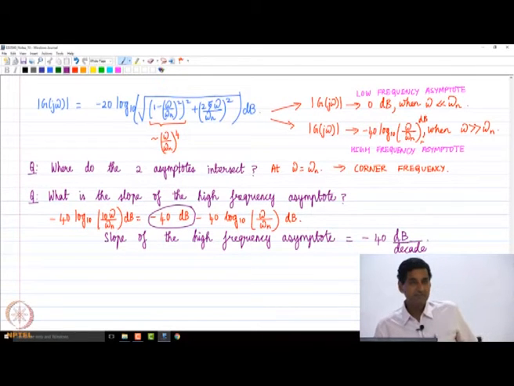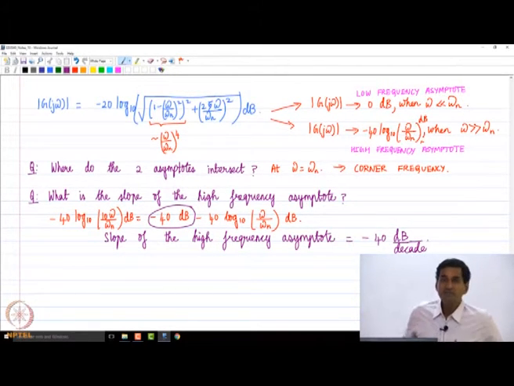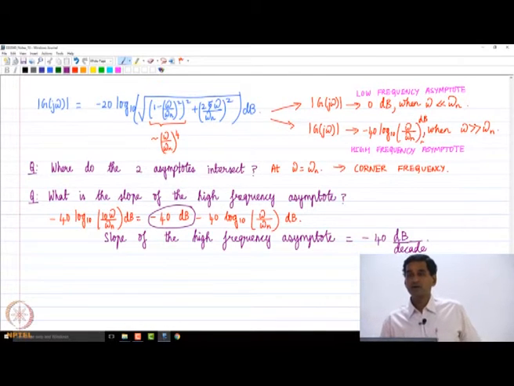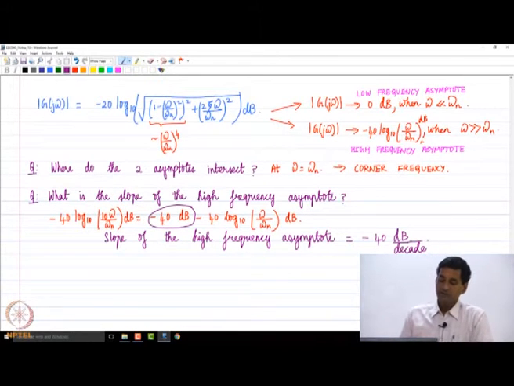Okay, that is what we are going to have. So, please note that here the slope of the high frequency asymptote is minus 40 decibels per decade. So, as frequency increases, the magnitude decreases like minus 40 decibels per decade. Okay, that is important.